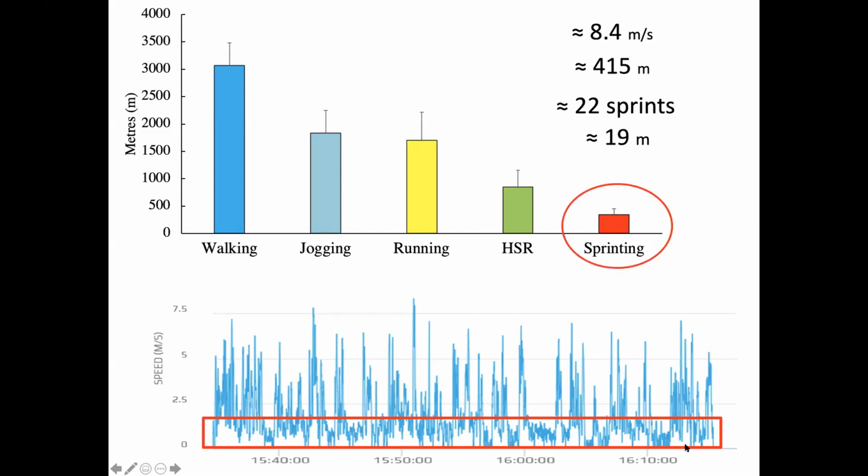Now, the distance covered sprinting is also a total figure. And we see that over the 70 minutes, players covered on average 415 meters. Now, this is made up on average of 22 sprints over a mean length of 19 meters. The average peak speed recorded was 8.4 meters per second. Now remember, that peak speed may have only occurred once in a game.